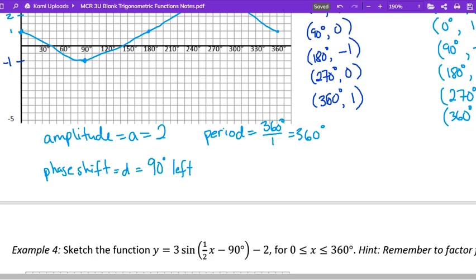What else am I missing? Period, we got. Central axis. So I've used A, K, D. Now I need to use C, right? So I know that central axis is Y equals C. And so in this case, the central axis is at 1. And we kind of guessed that from seeing that the function was oscillating above and below 1.